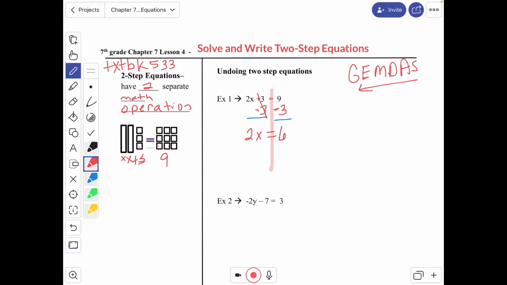And then next to the variable is 2. So that means 2 times x. And the opposite of times 2 is divide by 2. So we're dividing by 2 on both sides. And when you divide by 2 on the left, the 2's cancel, and x is by himself. Again, the equal sign comes straight down, and 6 divided by 2 is 3. So the solution is x equals 3.